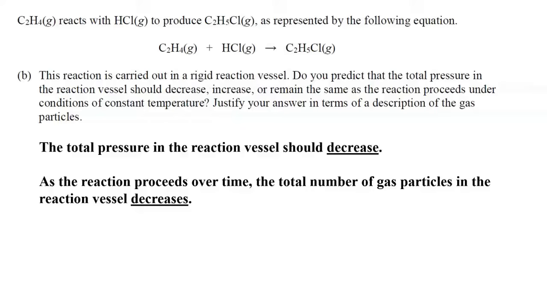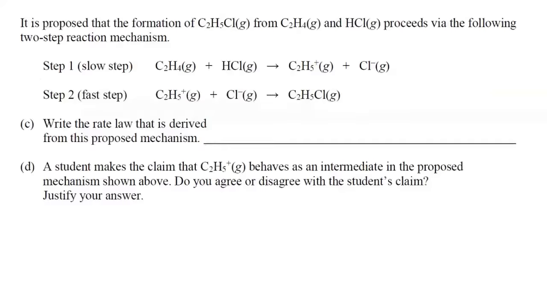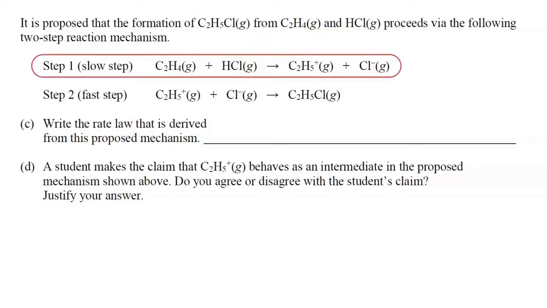Now, as you will see, the remainder of this question does relate to Unit 5, kinetics. Let's take a look. It is proposed that the formation of C2H5Cl from C2H4 and HCl proceeds via the following 2-step reaction mechanism. Part C, write the rate law that is derived from this proposed mechanism. So remember, when you're given a mechanism and you have to come up with the rate law that is derived from that mechanism, you focus on the slow rate determining step, which in this example would be step 1.